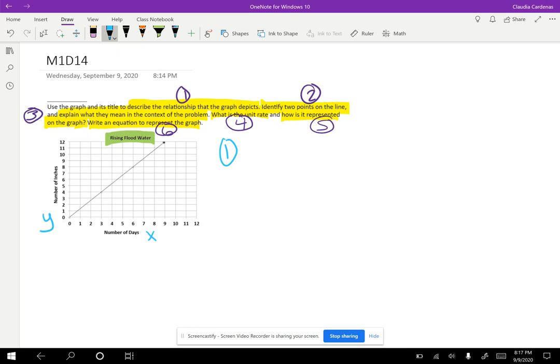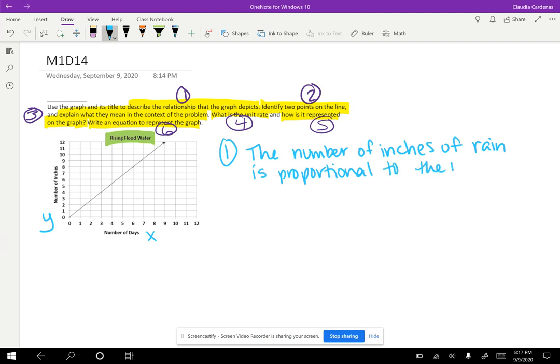So we're going to put all this together in a sentence. So the number of inches, right, because this is the dependent variable, the number of inches, more specifically of rain, is proportional to the number of days it rains, which makes sense. So the more days it rains, the more inches of rain we have on the ground. All right, so we've described the relationship within the graph. So step 1 is done.